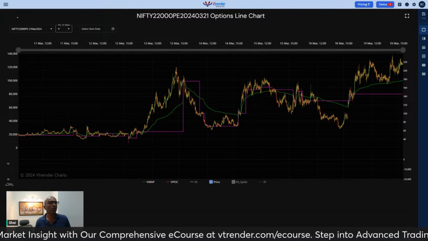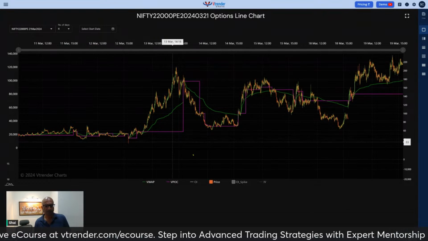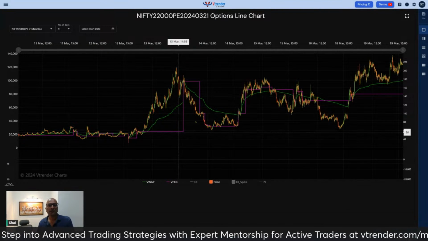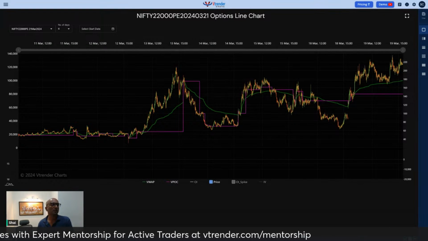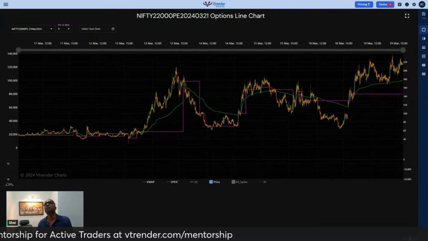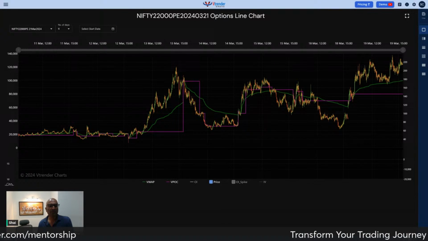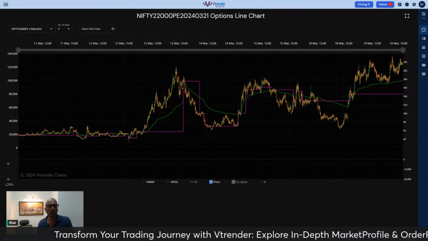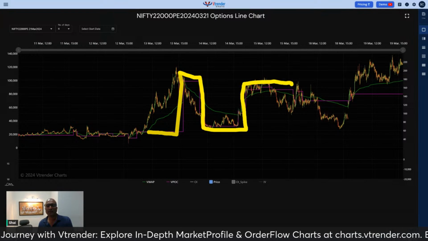So what I do is, I always like to look at these charts when I'm trading options, and here you have the VWAP and the VPOC. Now if I plot this as the VPOC of this particular instrument, which is the 22,000 PE in this case, right? And I've looked at the 6 days, and I'm quickly making a note about where this pink line has gone, and at what time it has gone.